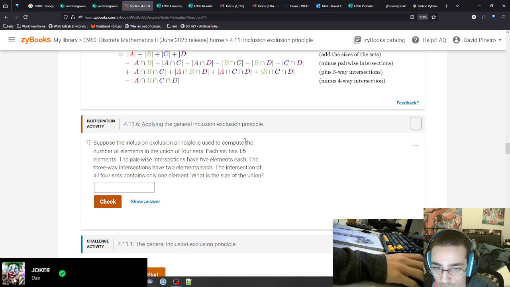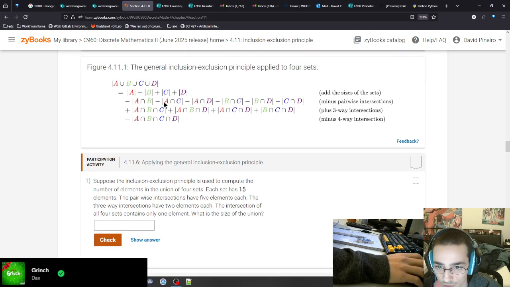Suppose the formula is used to compute the number of elements in a union of 4 sets. Each set has 15 elements. The pairwise intersections have 5 elements each. The three-way intersections have 2 elements each. And the intersection of all of them has 1 element. What is the size of the union? Wouldn't you know it, I can add, subtract, probably multiplying.